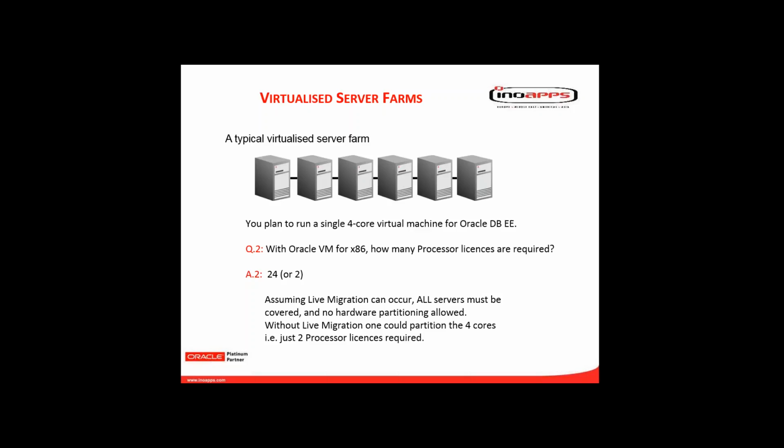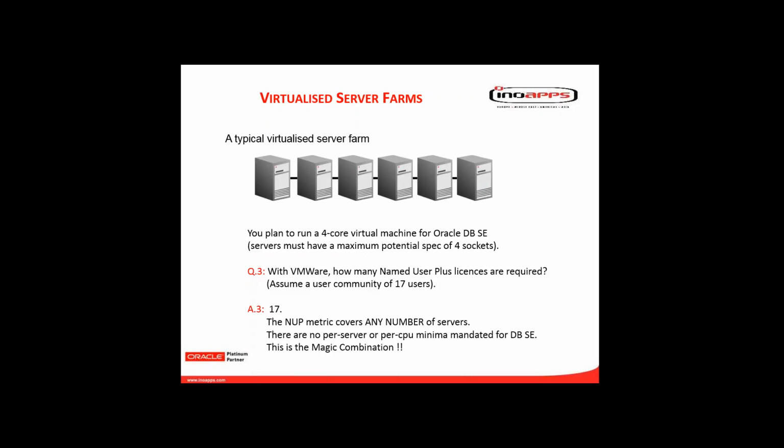So if you don't have live migration, then you could just partition the 4 cores with OVM, and then you just need 2 processor licenses. So as I said, partitioning is your friend in terms of controlling your costs.